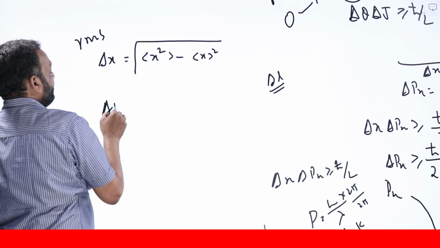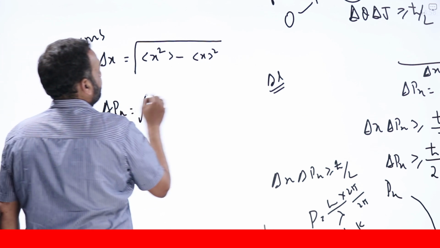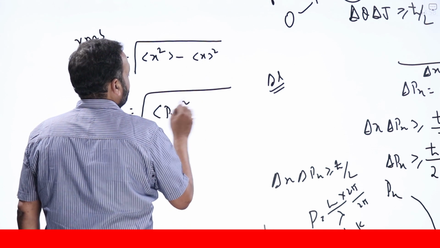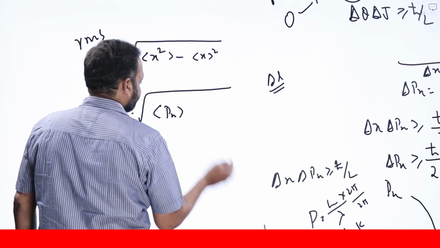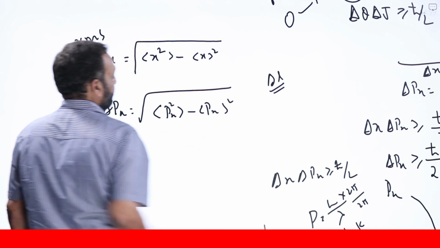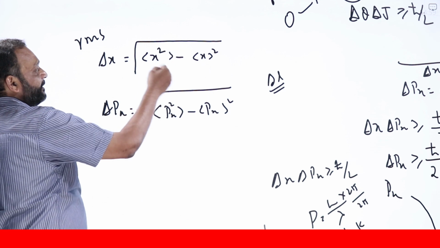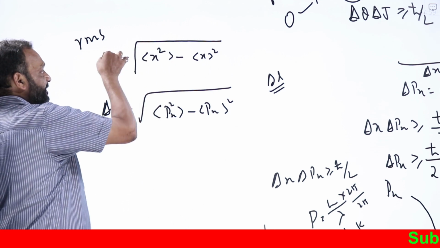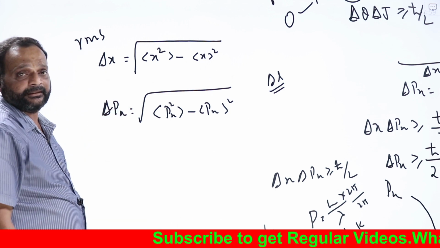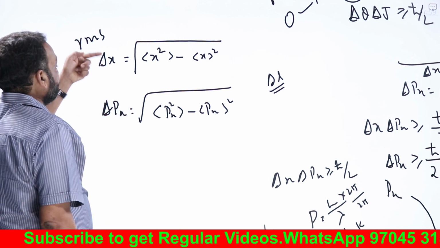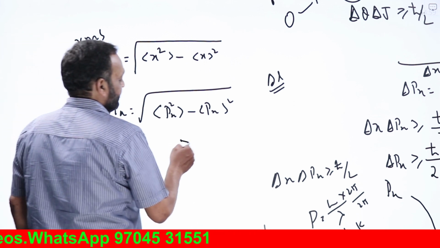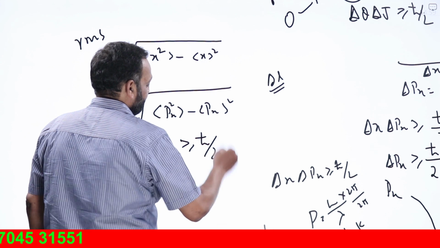Similarly, delta px, the RMS value will be like this: the px square expectation value minus px expectation value whole square, under root. These are the RMS values of uncertainties in position, delta x, and RMS value of uncertainty in the momentum, delta p. The product of these two uncertainties' RMS values cannot be less than h bar by 2, meaning it is greater than or equal to h bar by 2.